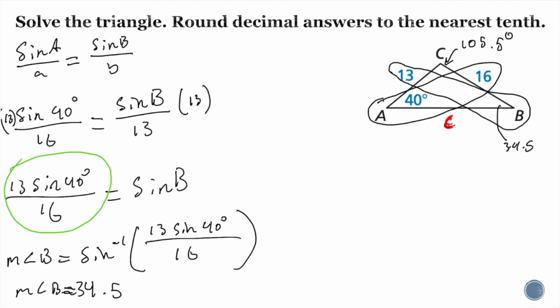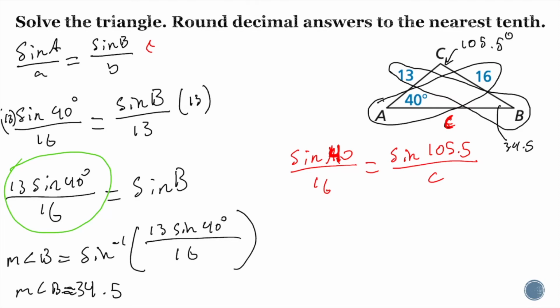So I want that C in the numerator. But I'm just going to show you how it can still work even if we used this form. So let's use sine of A again. Sine of A is 40 degrees divided by 16, is equal to sine of C, which is 105.5, divided by little c.